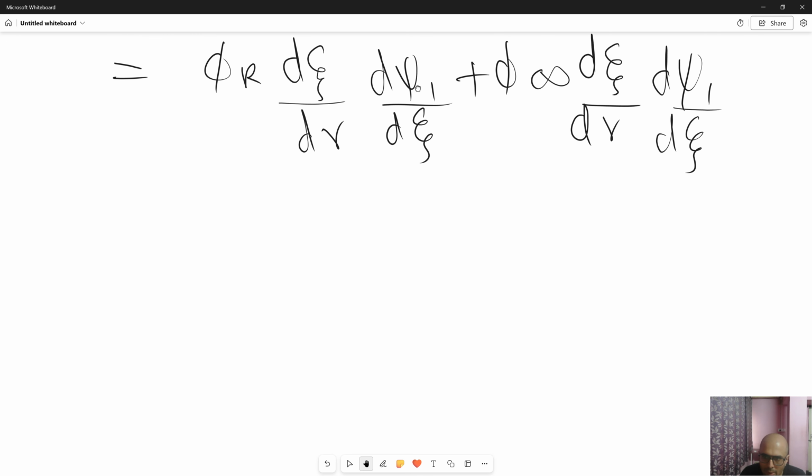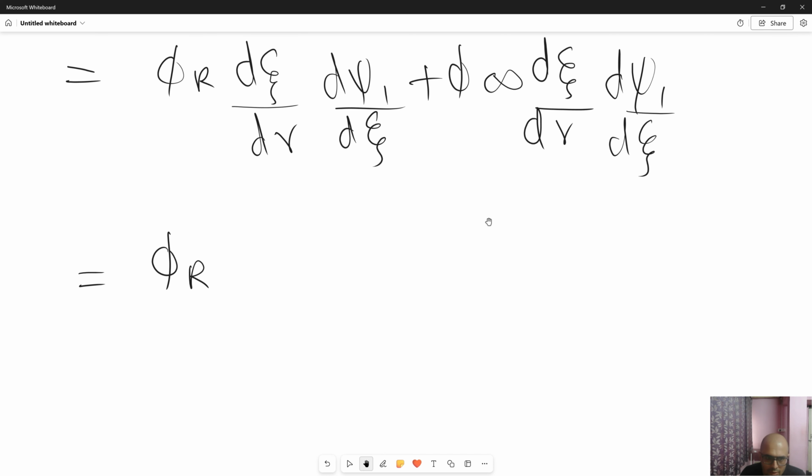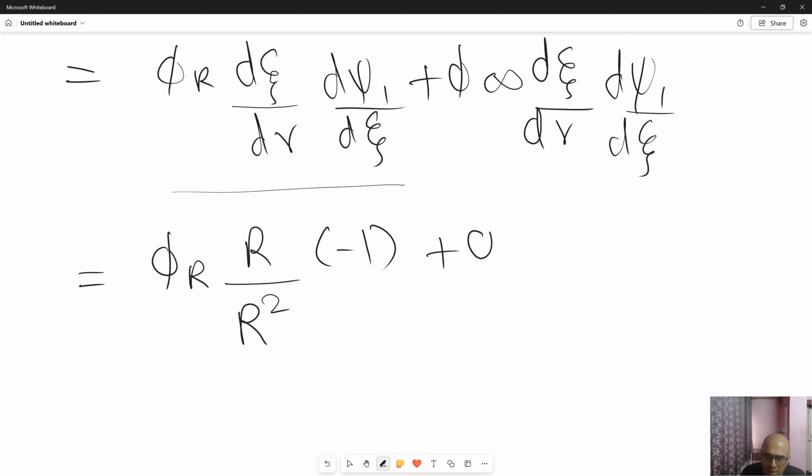Right, so this is our mapping, and this is phi R, which is your unknown. This is R upon r squared, right? Because this is the node which is situated at the boundary, the truncated boundary. And this is just minus 1 because we are using linear elements, the derivative of the linear Lagrange element. Let's write this as phi infinity, and this is your R upon r infinity squared, and this is plus 1.